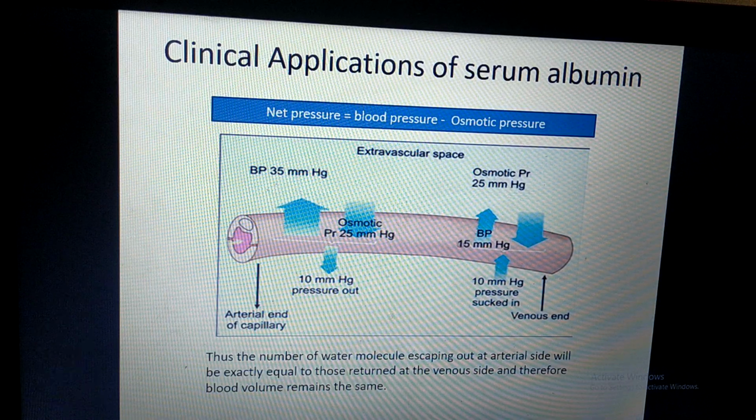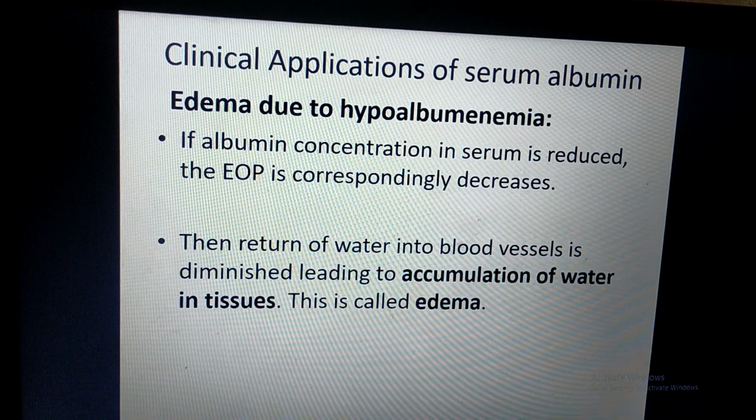Therefore, here the number of water molecules escaping at the arterial end is equal to the number of molecules entering on the venous side of capillaries. Therefore, there is no accumulation of fluid in the interstitial space. Now we will see edema.